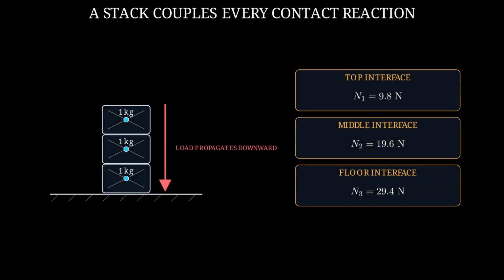One crate creates one contact. 3 1-kilogram crates create a coupled stack. The top contact carries 9.8 newtons. The next contact carries 19.6 newtons. The floor contact carries 29.4 newtons because every lower reaction must support the load above it.